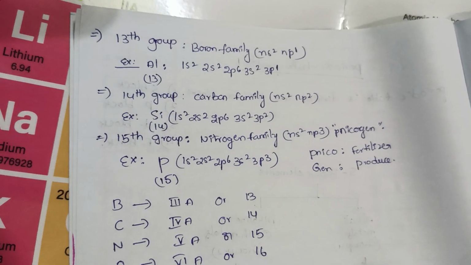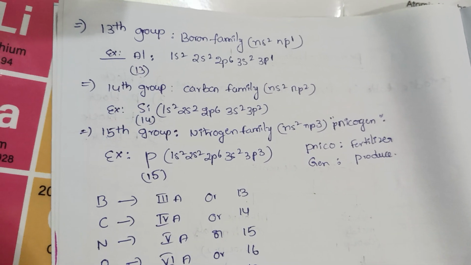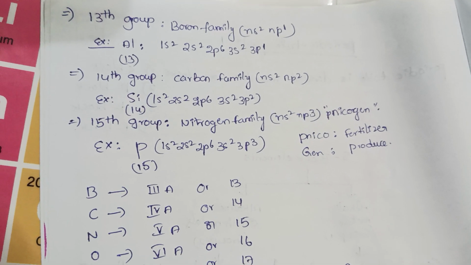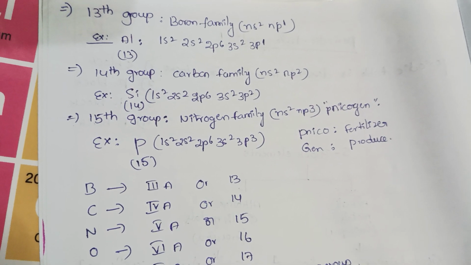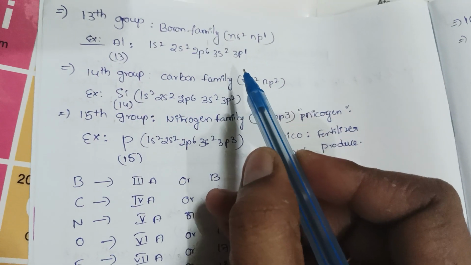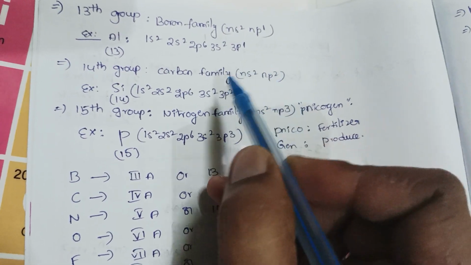13th group, boron family. The electronic configuration of the boron family is ns2, np1. Aluminium's atomic number is 13: 1s2, 2s2, 2p6, 3s2, 3p1.